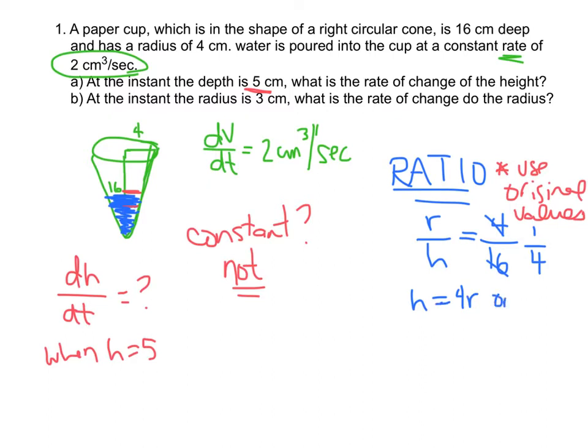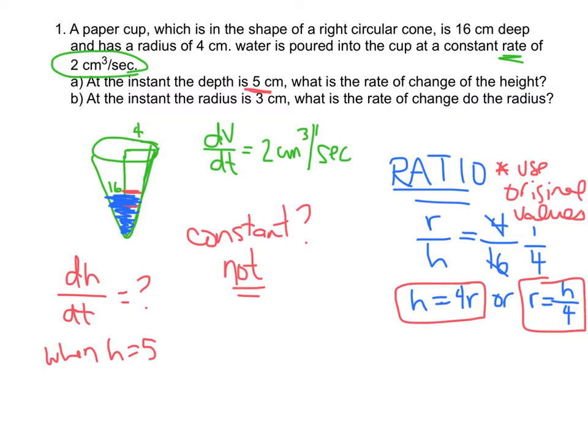I could also go ahead and solve for radius in terms of height by dividing by 4 on both sides. I'd have radius equal to height over 4. And we want to go ahead and find both of those. Both of those are going to be very important to our problems depending upon what you're asked. And since we're asked two different things, part A and B, we are going to need both of these.